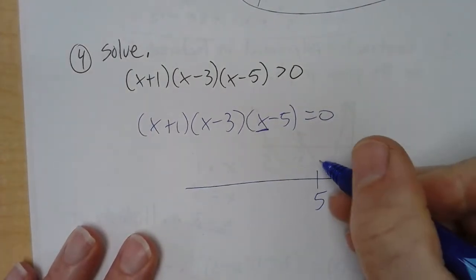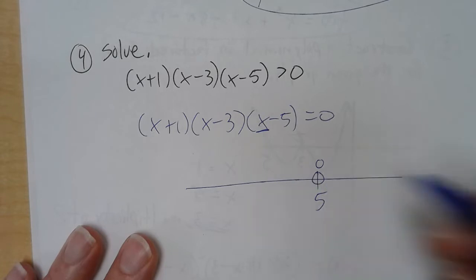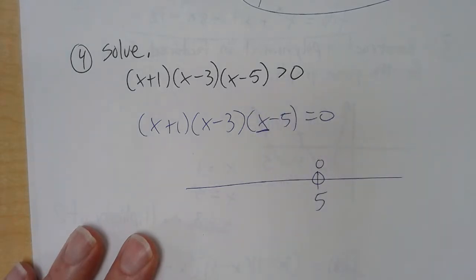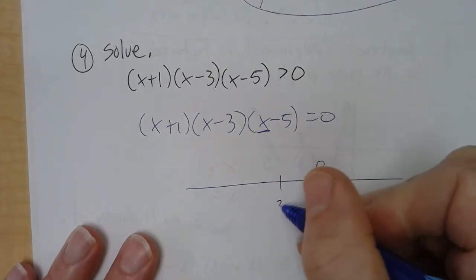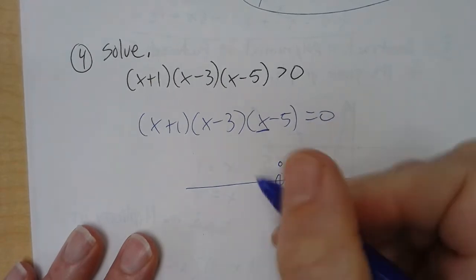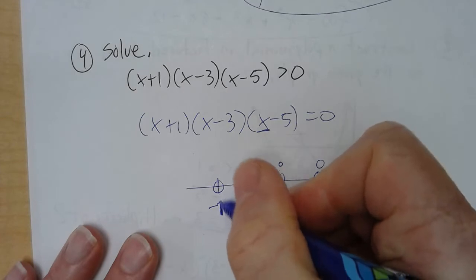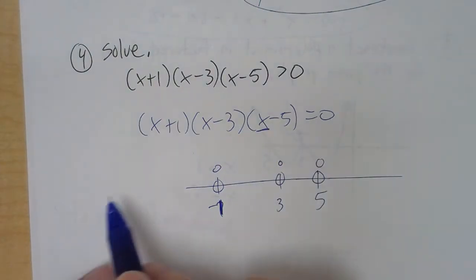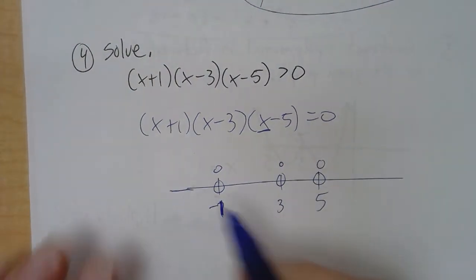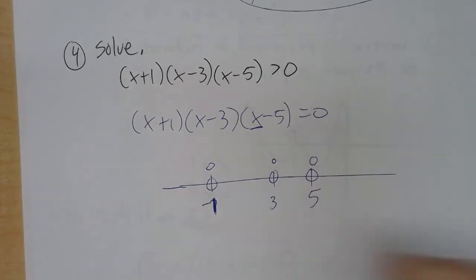That's where it's equal to 0. So that happens to be an open circle because we don't want equal. 3 is the next interesting point, and that's where it's 0. And then negative 1 here. So negative 1 makes it 0. So I have a number line, and I just cut it in 3 places, making 4 parts.